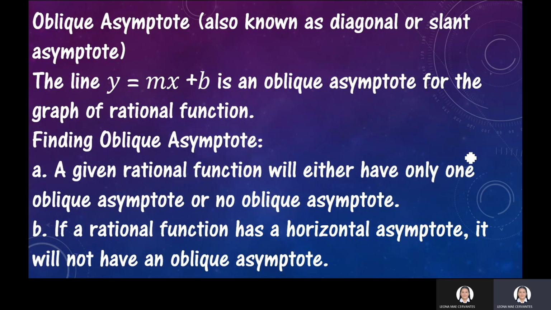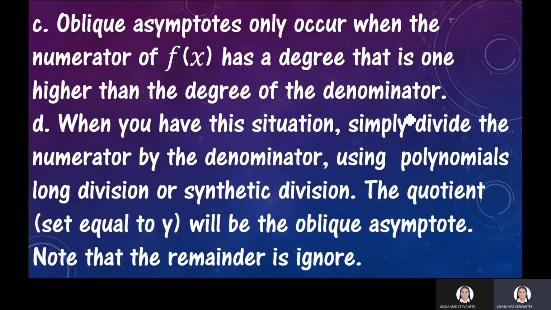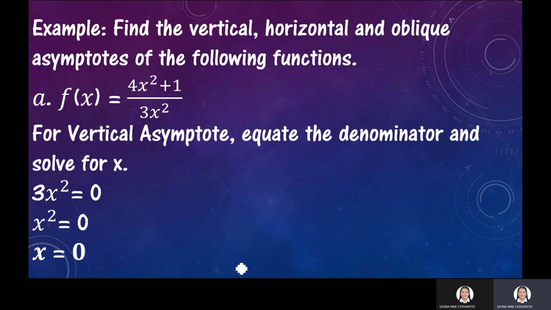So, what if merong oblique asymptote? Ang gagawin lang natin is i-divide yung numerator by the denominator. So, kung nare-recall nyo pa, you can use long division or synthetic division. Okay? Then, ignore lang yung remainder. Next.